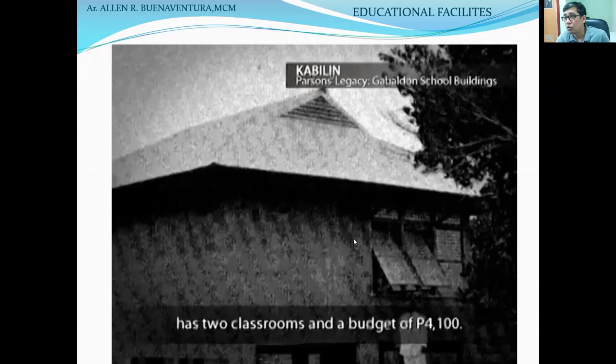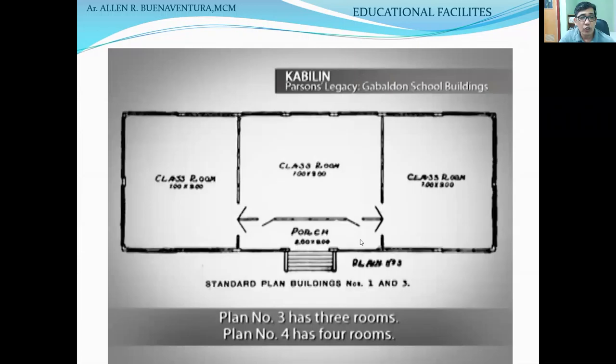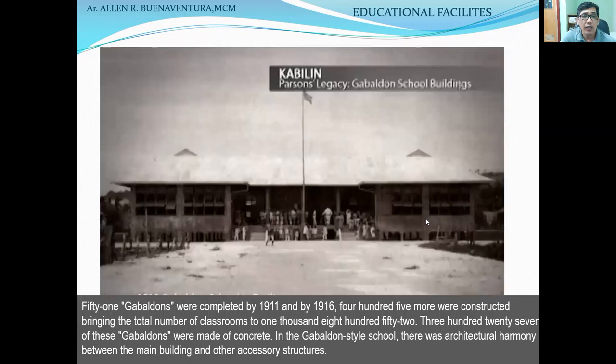So they spent 4,100 pesos to build this type of school. This is the three-classroom one. Plan number three has three classrooms and plan number four has four classrooms. So this is plan one and three. 51 Gabaldon buildings were completed between 1911 and 1916. 405 more were constructed, bringing the total number of classrooms to 1,852.